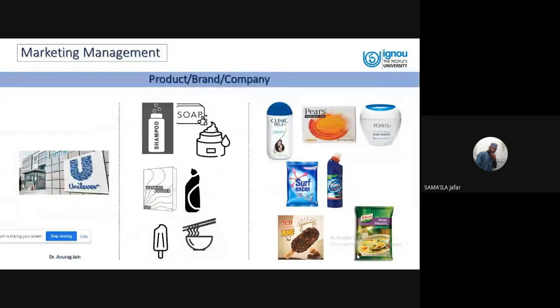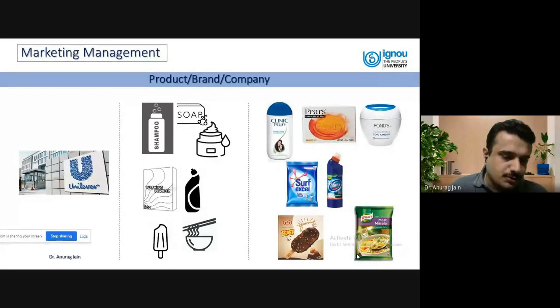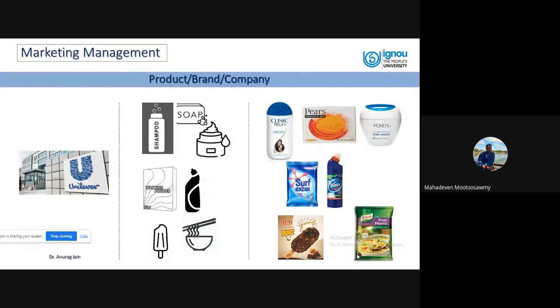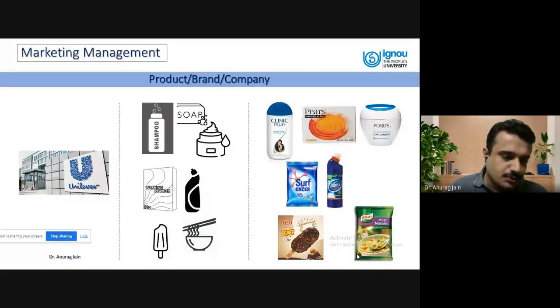The first picture, sir, is the company. The second picture is the product, and the third picture is the brand. Okay. What about the others? Are you on the same page? Yeah, on the same page. Okay, very nice. So if all of you are clearly able to understand this, then you got the difference between product and brand, right?